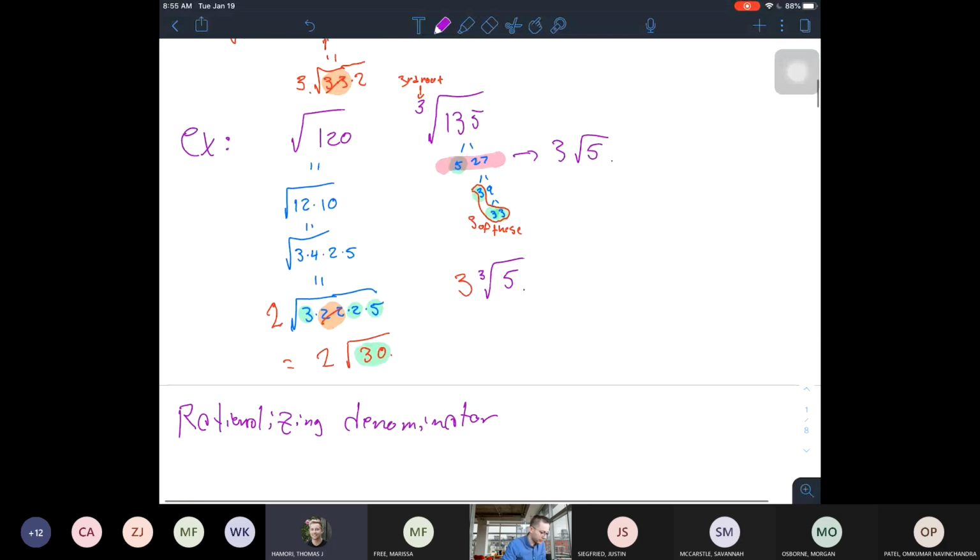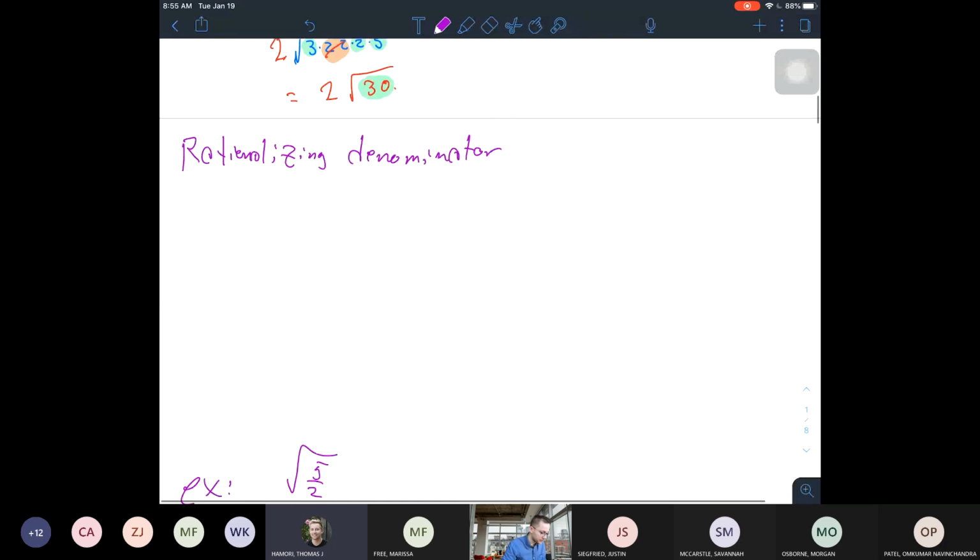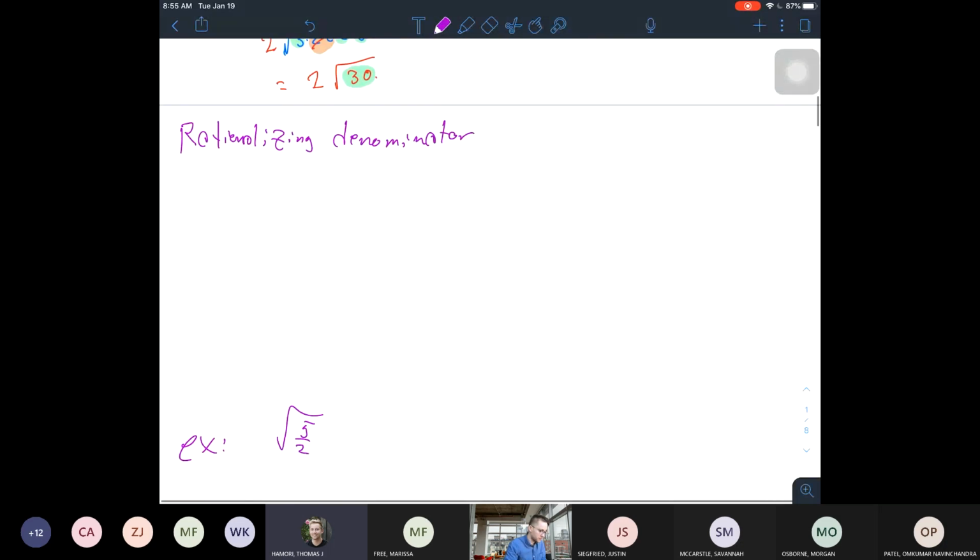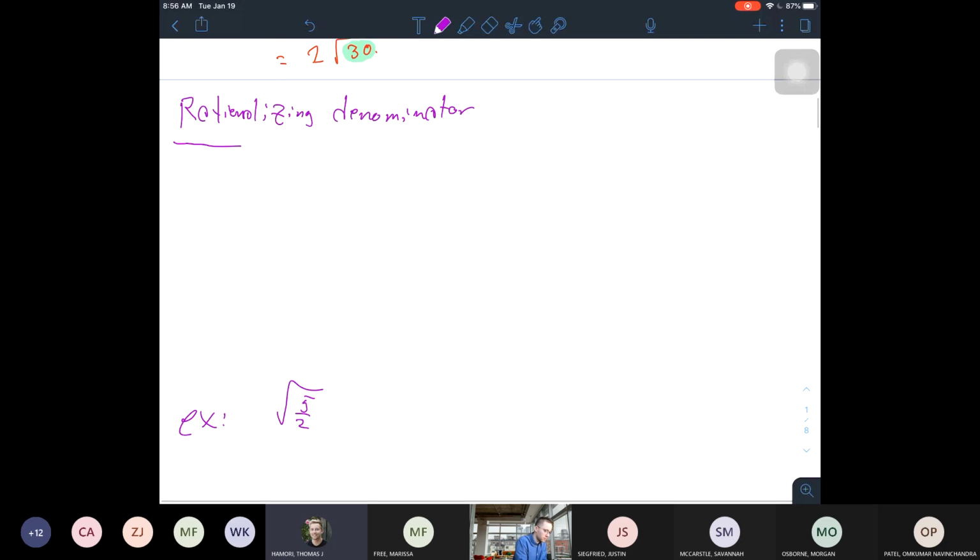Okay, then we will move on and talk about rationalizing the denominator. For whatever reason, the math gods who came before us decided that it is somehow improper to express a fraction with a square root in the denominator. And in order to avoid this egregious offense, we learn this process of what we call rationalizing the denominator.